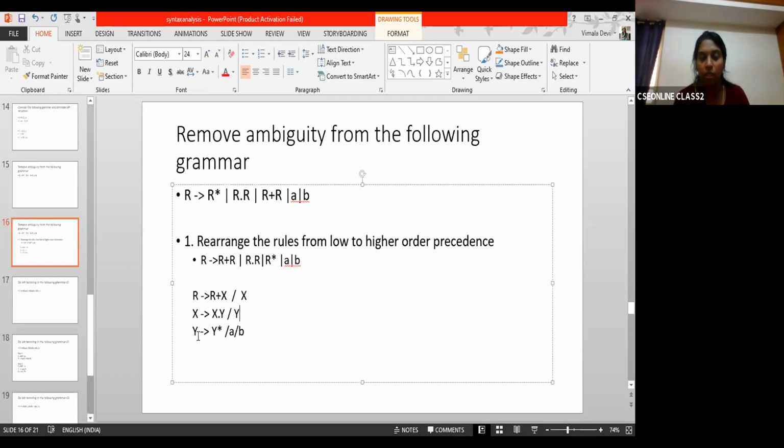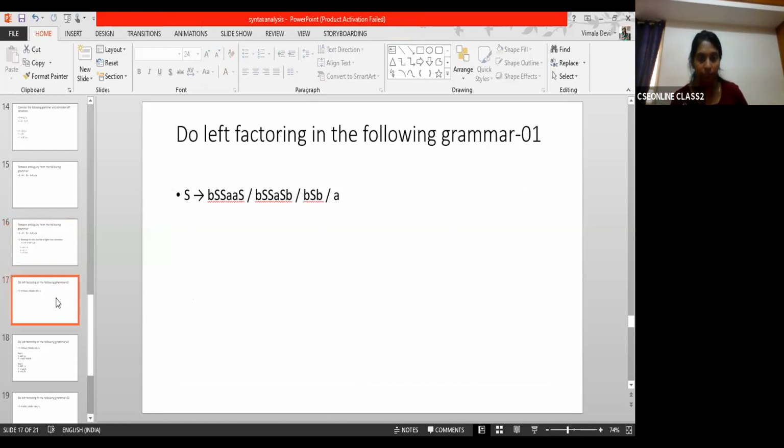With using the one single variable Y, I can define the rest of the rules because those rules are not introducing any ambiguity in the grammar. So this is the solution for this problem. Now let us move on to the next question.